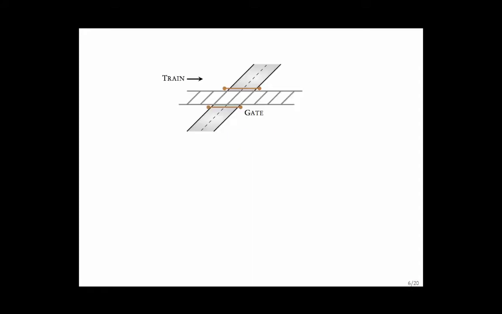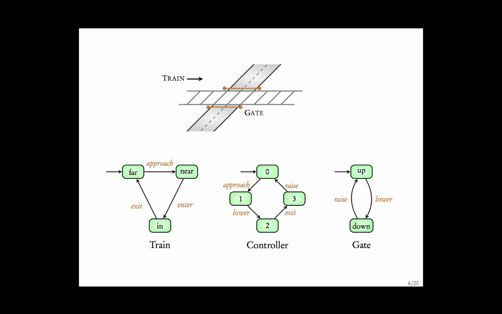Let's start with the first example. We had seen this train gate example in a previous unit. Let me recall. So this is a railway crossing and there is a gate which is controlled by a software. We need to make sure that the gate is down whenever the train is in. Let's see a model of this system.